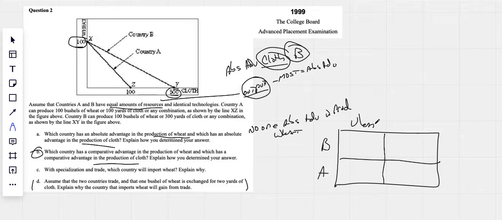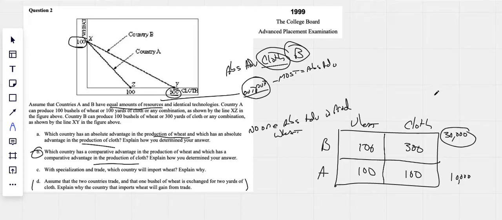Let's do wheat and cloth just by cross-multiplying. Both of them can do 100 wheat, and B can do 300 cloth and A 100. So we could cross-multiply really quickly. 100 times 300 is 30,000, and 100 times 100 is 10,000.